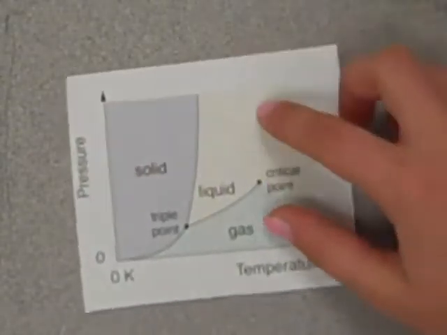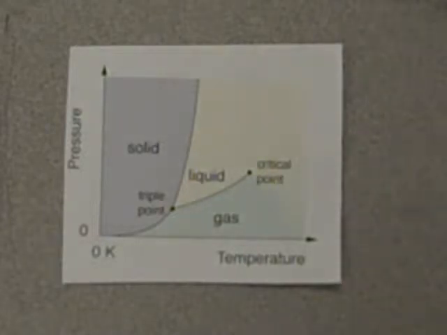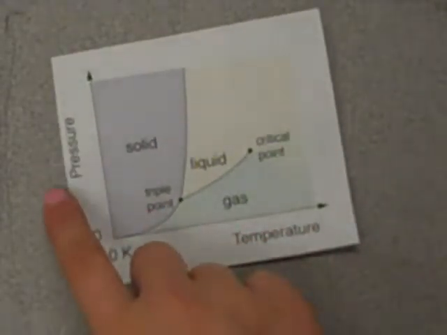The second graph we're going to look at is a phase diagram. A phase diagram is a graphic way to summarize the conditions under which equilibria exist between different states of matter. This diagram helps us predict the phase of a substance that is stable at any given temperature and pressure.